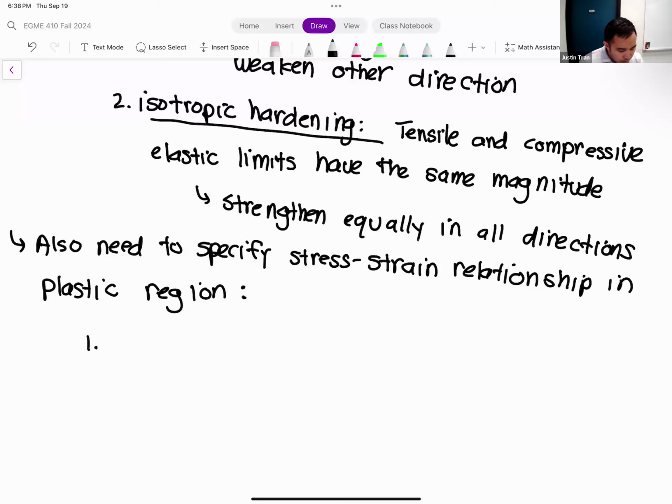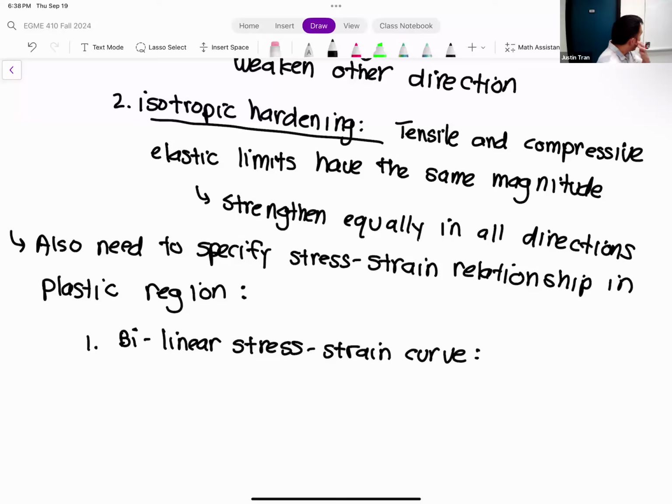And so one option is the bilinear stress strain curve. And so with the bilinear stress strain curve, what you're basically going to assume is that once you hit the plastic deformation region, you're again going to have a linear stress strain relationship, but with a different slope.